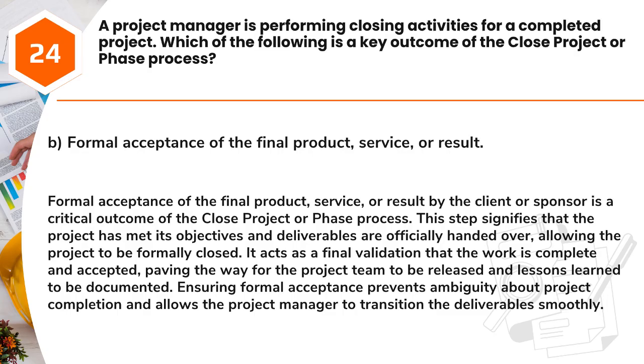This step signifies that the project has met its objectives and deliverables are officially handed over, allowing the project to be formally closed. It acts as a final validation that the work is complete and accepted, paving the way for the project team to be released and lessons learned to be documented. Ensuring formal acceptance prevents ambiguity about project completion and allows the project manager to transition the deliverables smoothly.